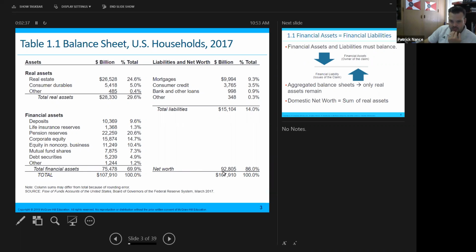So where this net worth comes in is we're taking this total financial assets minus the liabilities. So net worth, another name for that if you're used to accounting class, would be equity. Okay, effectively, that is what your net worth is in this case. So they took the 107,910 minus the 15,104. You see it doesn't work out to the exact right number, but there's rounding errors in this because they shorten the numbers quite a bit. So you see we're much heavier on the financial assets in the U.S. than we are on the real assets, which makes sense.